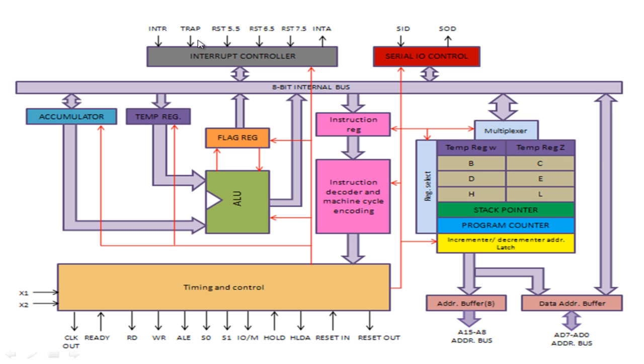It mainly has the following interrupts: first is TRAP, RST 5.5, RST 6.5, RST 7.5, and here two pins, INTR and INTA, interrupt and interrupt acknowledgement. Interrupt and interrupt acknowledgement are very important signals in 8085. Why interrupt? Because suppose that some signals are there.